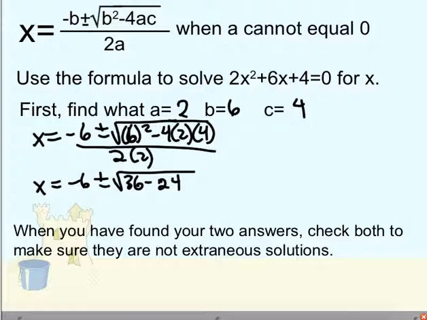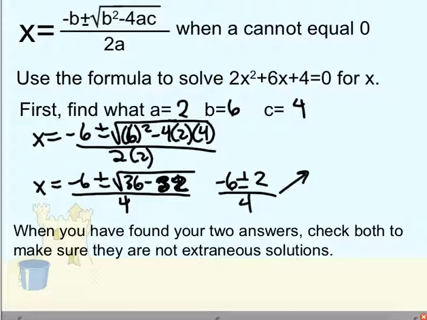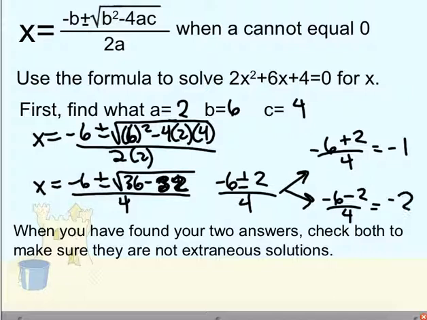Oh, sorry, 8 times 4, we get 32. There we go. And we divide it by 4. So we end up with negative 6 plus or minus the square root of 4, which is 2, over 4. And we split it into our two possibilities, negative 6 plus 2 over 4, and negative 6 minus 2 over 4. We end up with negative 1 here. We end up with negative 2 here.